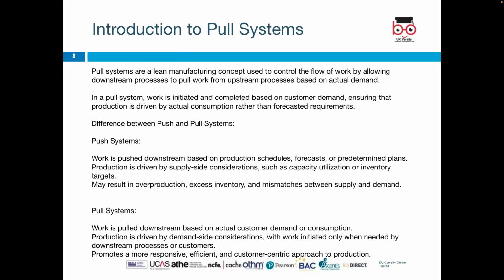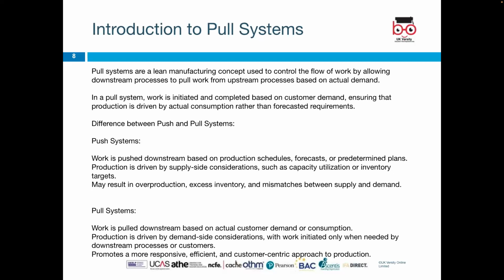This is the introduction to pull systems. So what is a pull system? These are lean manufacturing concepts used to control the flow of work by allowing downstream processes to pull work from upstream processes based on actual demand. In a pull system, work is initiated and completed based on customer demand, ensuring that production is driven by actual consumption rather than forecasted requirements. So the work is completed based on what the customer demanded.